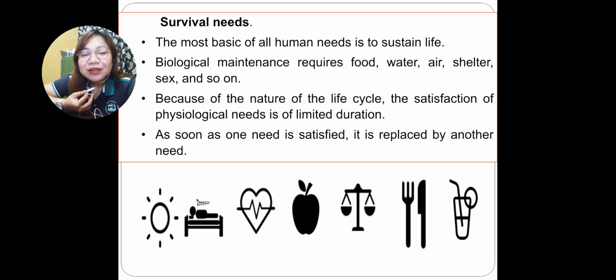So, it is of limited duration. After mo mabusog, magutom ka man Japon, after a few hours. It needs to be addressed, okay, occasionally or by time. As soon as one need is satisfied, it is replaced by another need. It is another thing man also with survival needs, okay? So, di pwede nga kung nabusog ka na, okay na dayon. Matuyo ka, pwede ka you need to sleep, okay? Survival needs. Tandaan lang, basic needs.